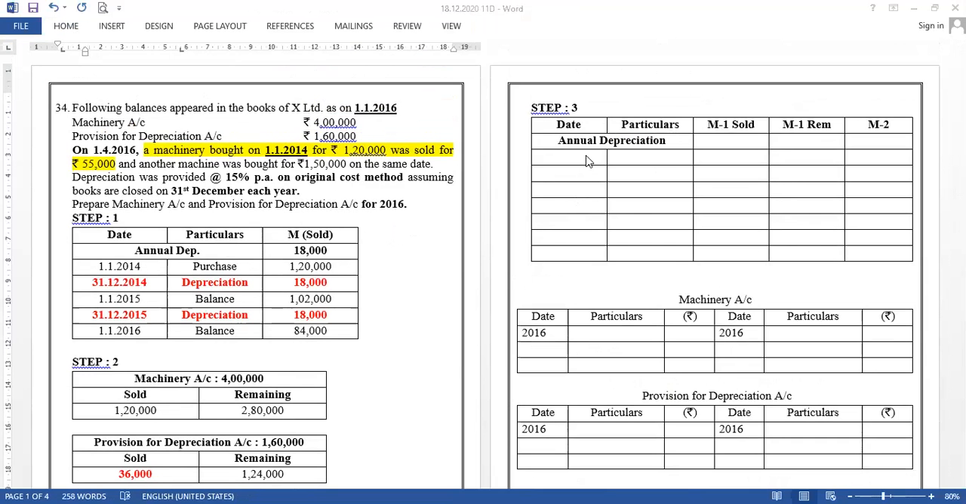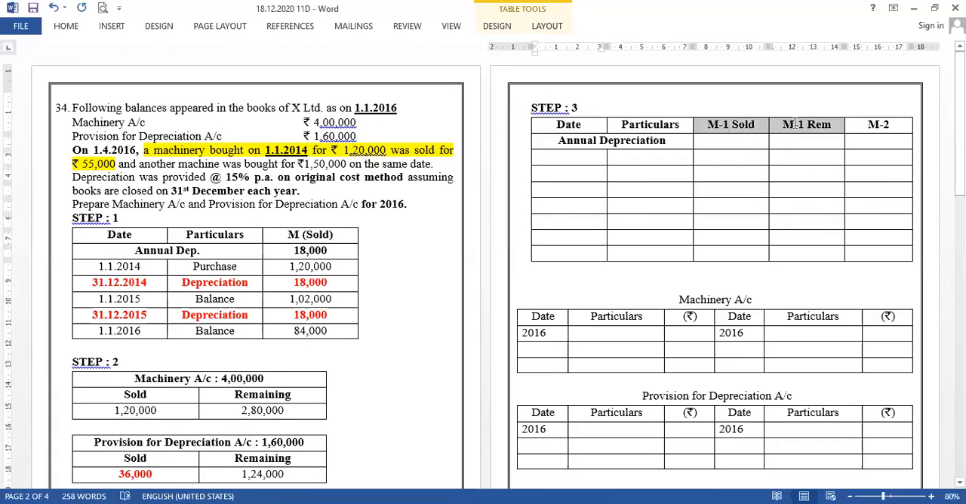Now, when you have to start with step number 3, I need to know the columns. How many columns should be there? Okay, so I can see that it is date and particulars, so common, and machine 1 the part sold, machine 1 the remaining, and also machine 2 has been purchased, right? So this is basically for the current year only. Okay, let me start with the balance. Okay, the balance is given on 1/1/2016.